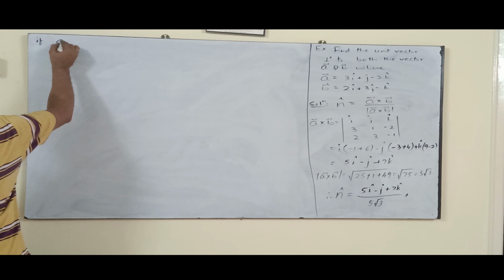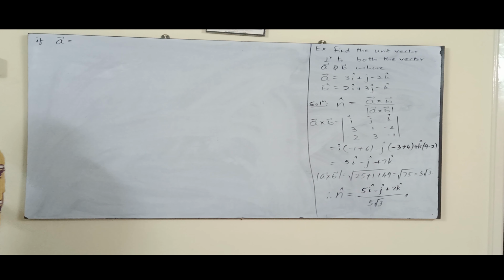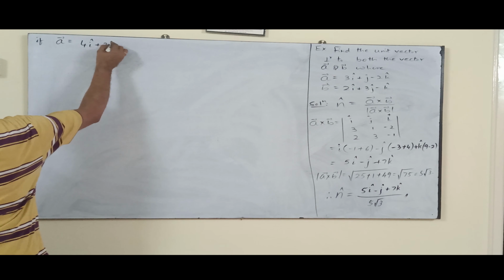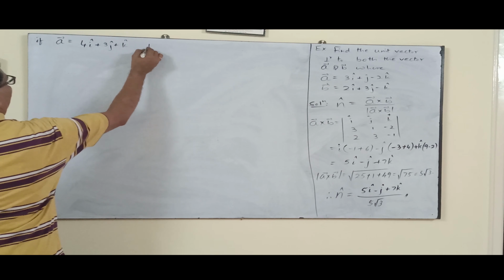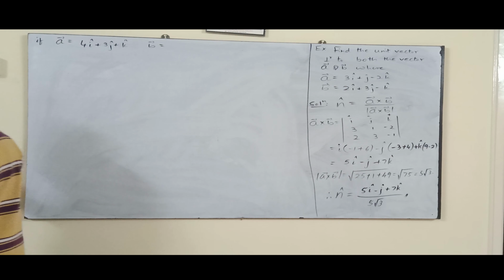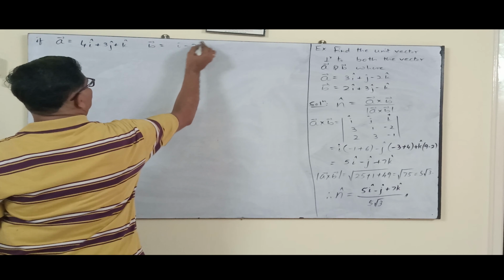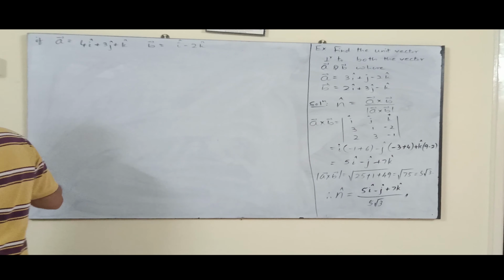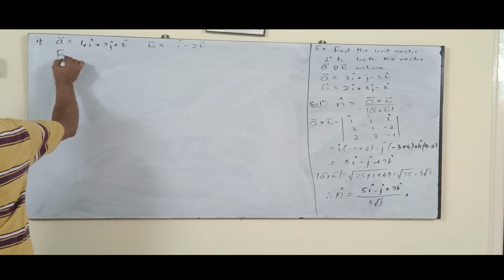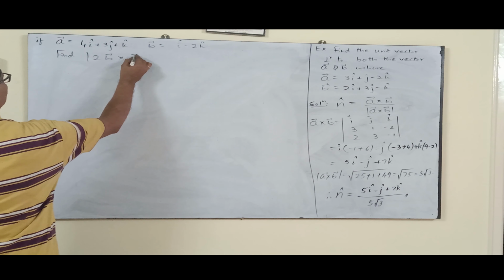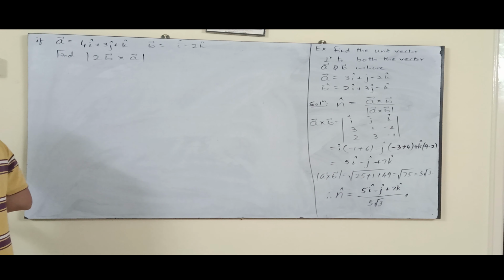Another example. If A is the vector 4i plus 3j plus k, and B is the vector i minus 2k, here there is no j term. Now the question: find the magnitude of 2B cross A.